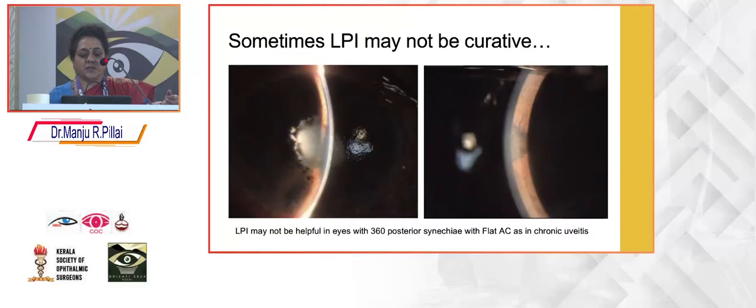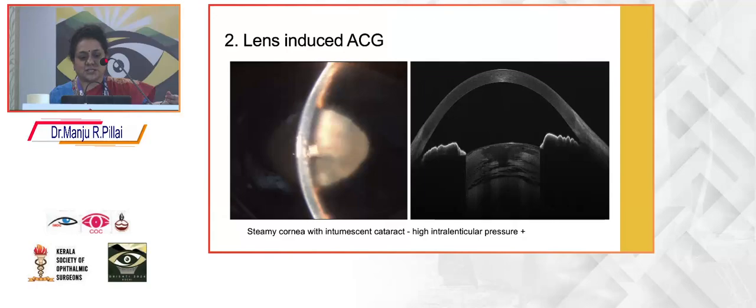Sometimes PI may not be curative, in cases like this where there is a 360-degree synechiae with flat AC, as in chronic uveitis. There we have to go in for alternative surgical procedures, mostly a surgical PI or trabeculectomy, or after a B scan, once the uveitis settles down, we have to go in for a GDD.